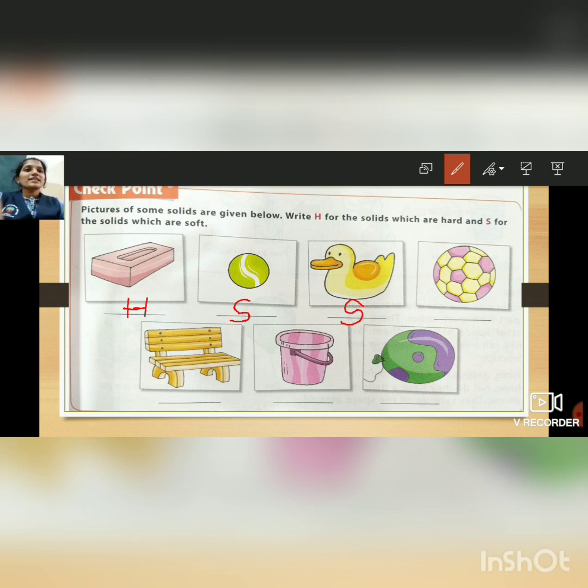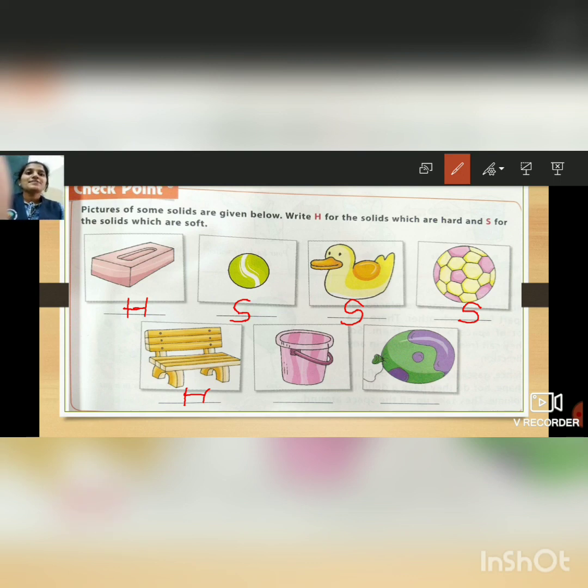After that, students, next example we can see that there is a football. So it also feels soft, so we are going to write soft for football. It is a soft solid. Now students, next example we can see that there is a bench. We can see these types of benches in a garden, and we know that it feels hard, so we are going to write hard for it. So you also write hard.